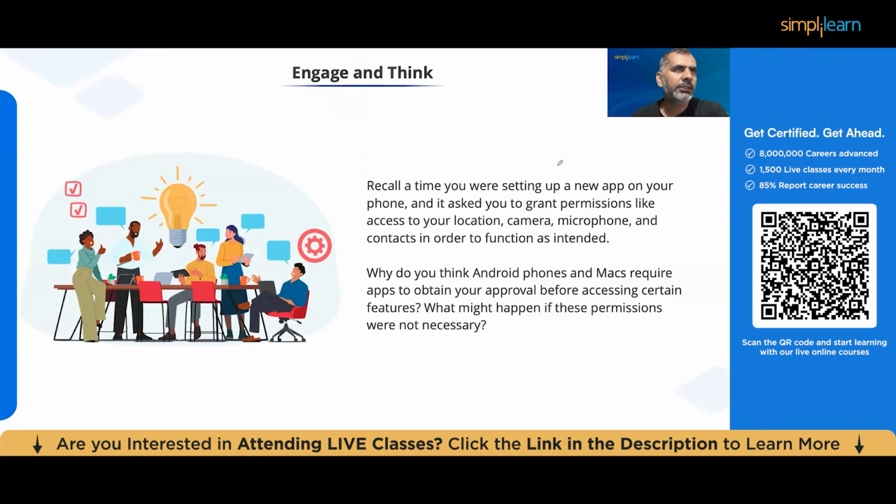Whenever you install a new application on your phone, whether it is an iOS phone or Android phone, this application is going to ask you to grant certain permissions, like permissions related to access your location, your camera, your microphone, or maybe sometimes your contact details as well. And these permissions are being asked by the applications to provide certain functions which are required for that application. The question is, why do you think these applications need to obtain your approval before accessing certain features?